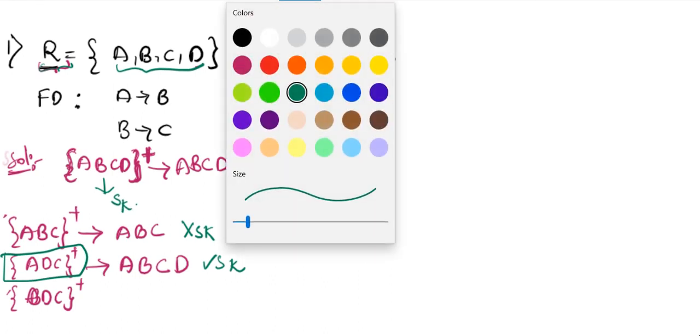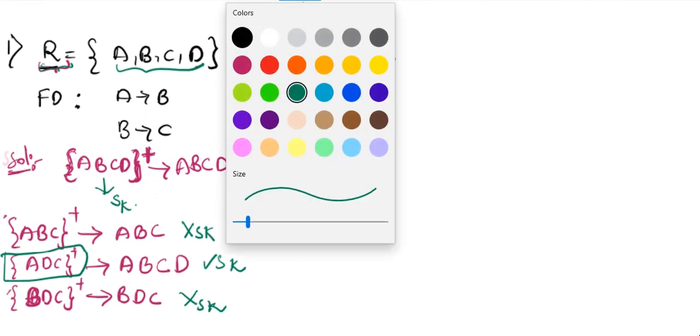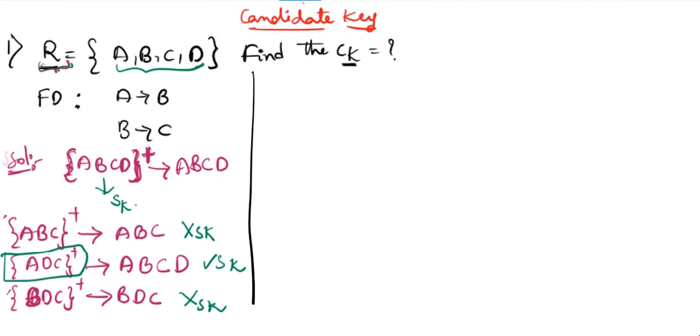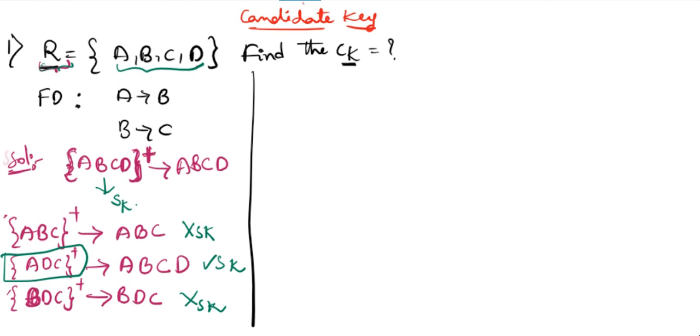Let us find the next one, BDC. BDC means B determines B, D determines D, C determines C. But these three do not determine A. That's why it is not a super key. Next, is there any other combination of three?